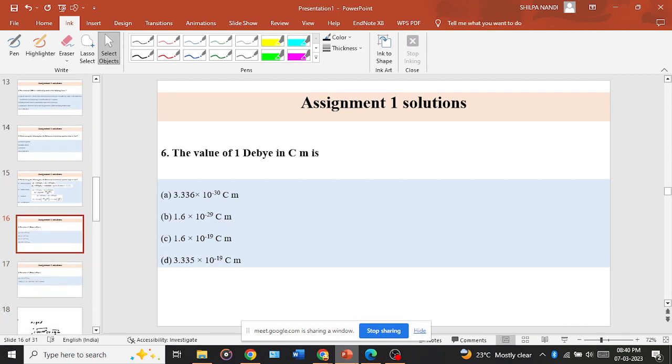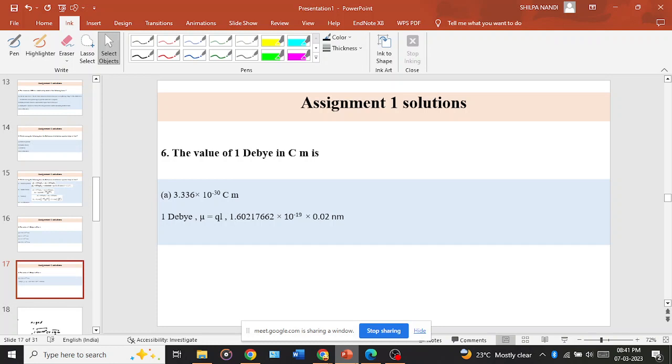Next was, what was the value of 1 Debye in Coulomb meter? We talked about dipole moment, and dipole moment has its unit as Debye, and Debye in terms of Coulomb meter can be represented as 3.336 times 10 to the power minus 30 Coulomb meter. So how did we solve this?